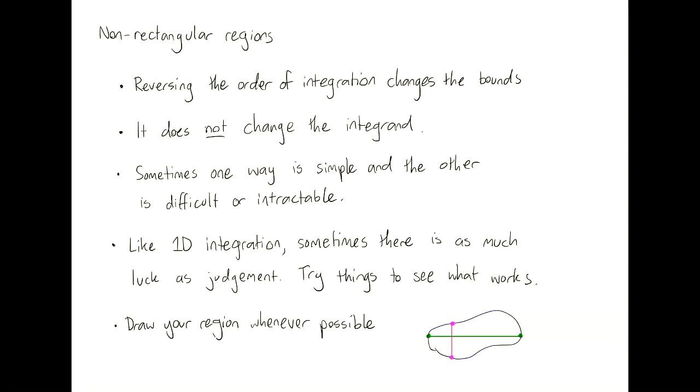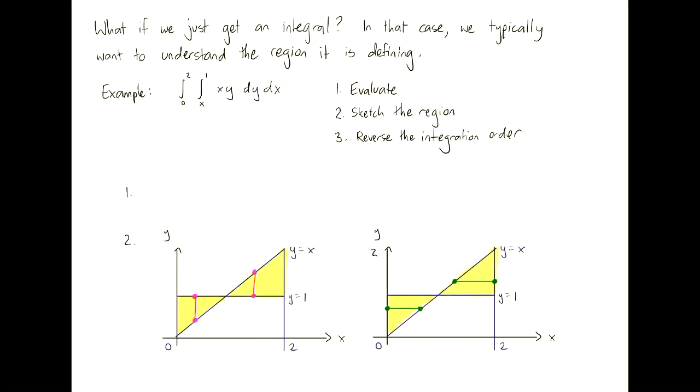What if I don't give you a picture? What if I just give you an integral? And that's what I'm going to say here. In this case, what if I just hand you this thing? Integral from 0 to 2, integral from x to 1, of xy dy dx. Well, we're going to do three things, and then we're going to see if they all agree with each other.